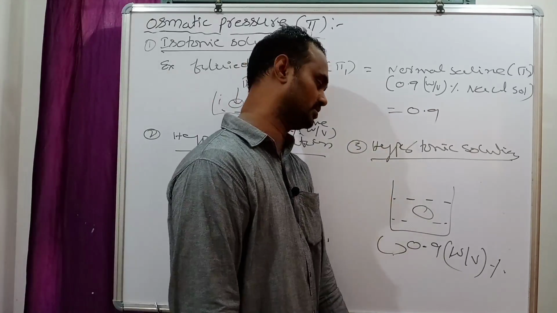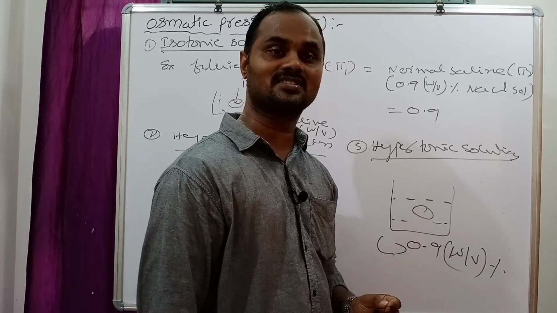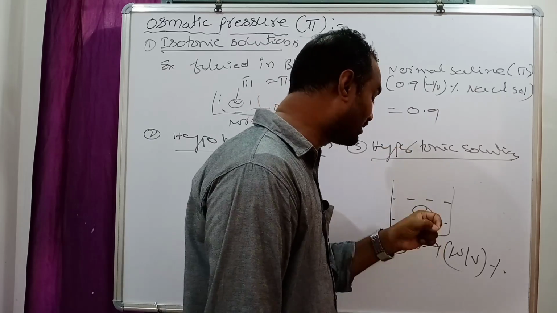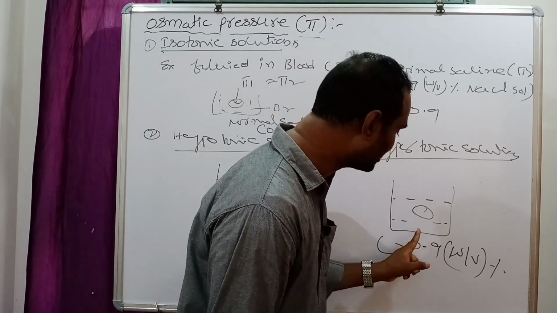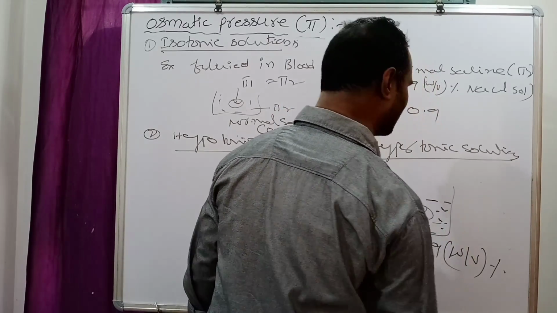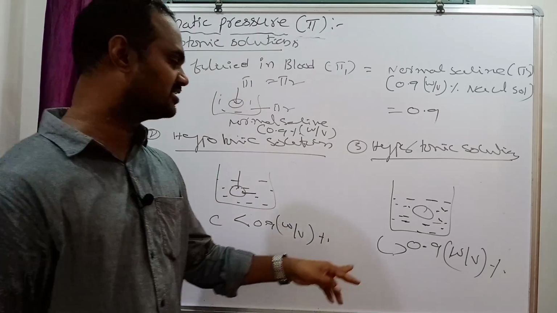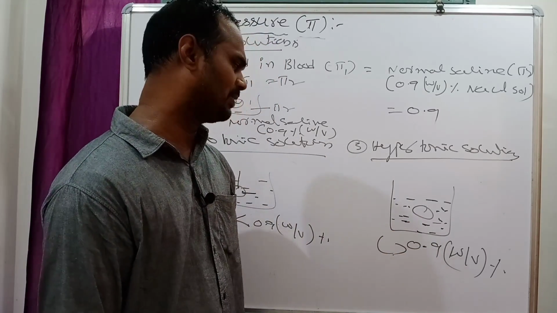Come to the hypertonic solution. Here the outside concentration is more, and the blood cell's inside fluid concentration is less. Here it is dilute, outside is concentrated. Therefore, what will happen? Osmosis takes place through the cell membrane. Your cell membrane acts as a semi-permeable membrane.